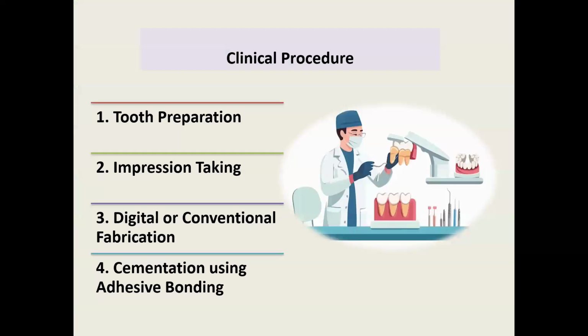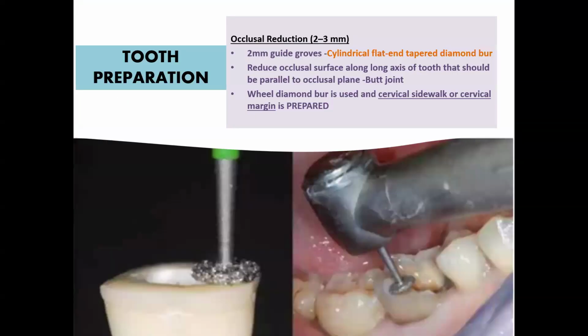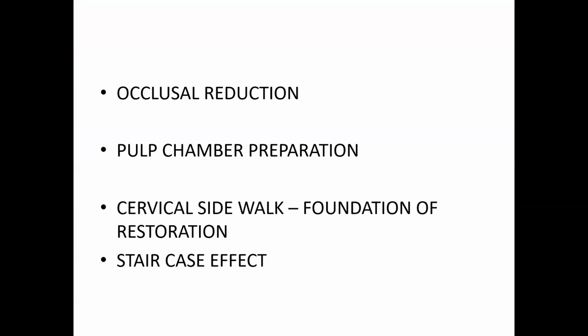So coming to the clinical procedures, you have to keep these in mind when you are going for an endocrown. The first thing is tooth preparation. The second one, after preparing, is the impression, which can be made with the newer digital impression technique, or you can use a conventional one. Better to go ahead with a rubber-based impression material. And the fourth, an important factor, is cementation using adhesive bonding. When it comes to the preparation, the first step is occlusal reduction.